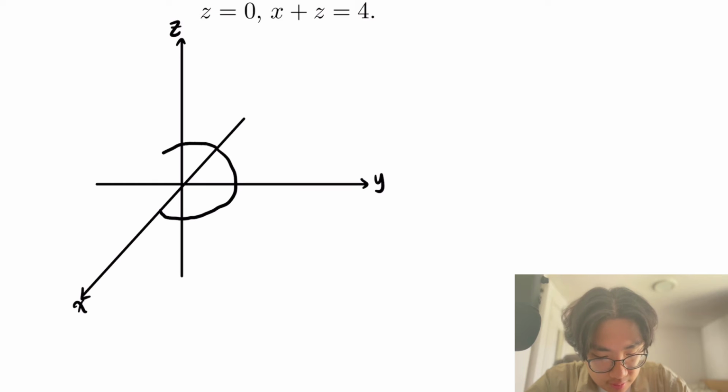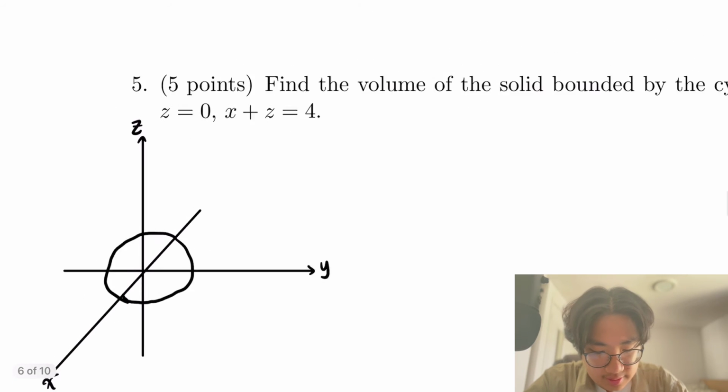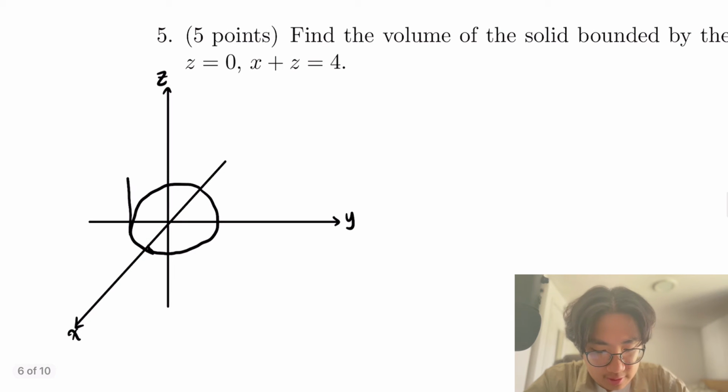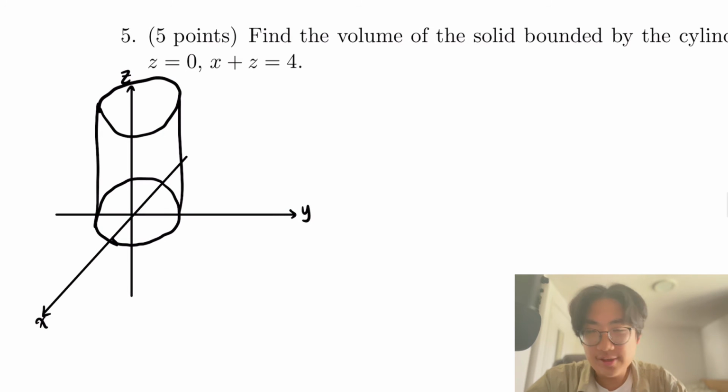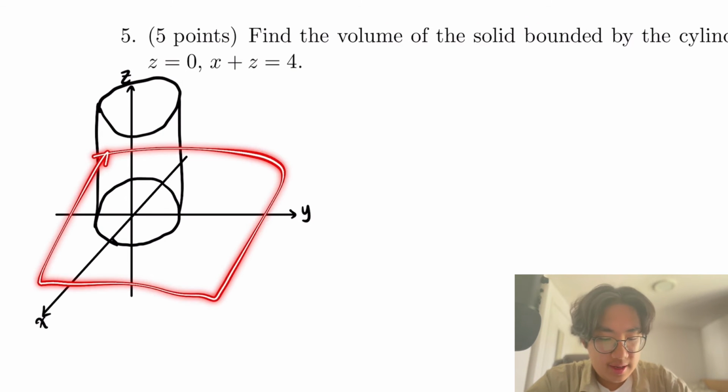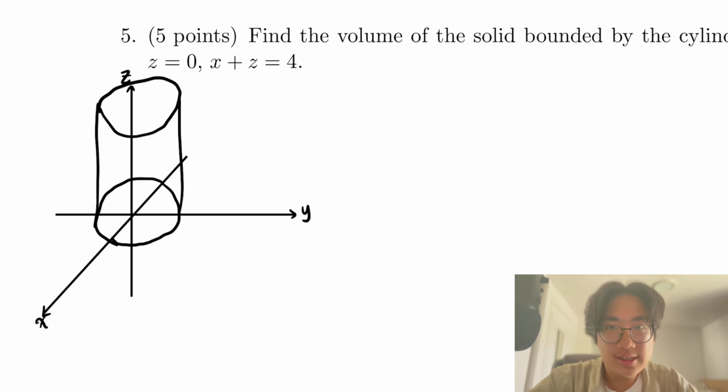Yeah, something like this. This is a pretty poor drawing, I'm not going to lie. And then go up. Okay, definitely don't judge me on the sketching skills here, but regardless, this is your cylinder, and then z is equal to 0, we don't have to draw it, it's just the xy plane, and then x plus z is equal to 4.